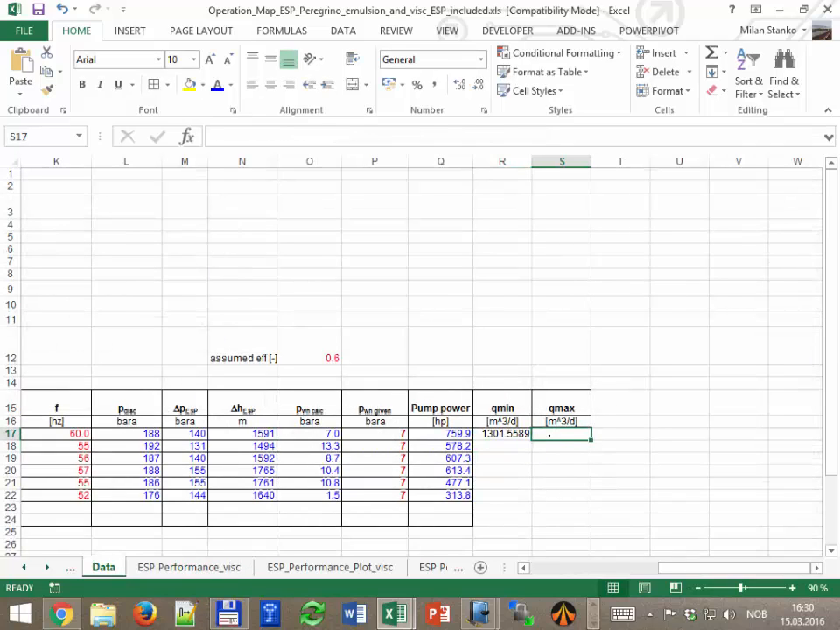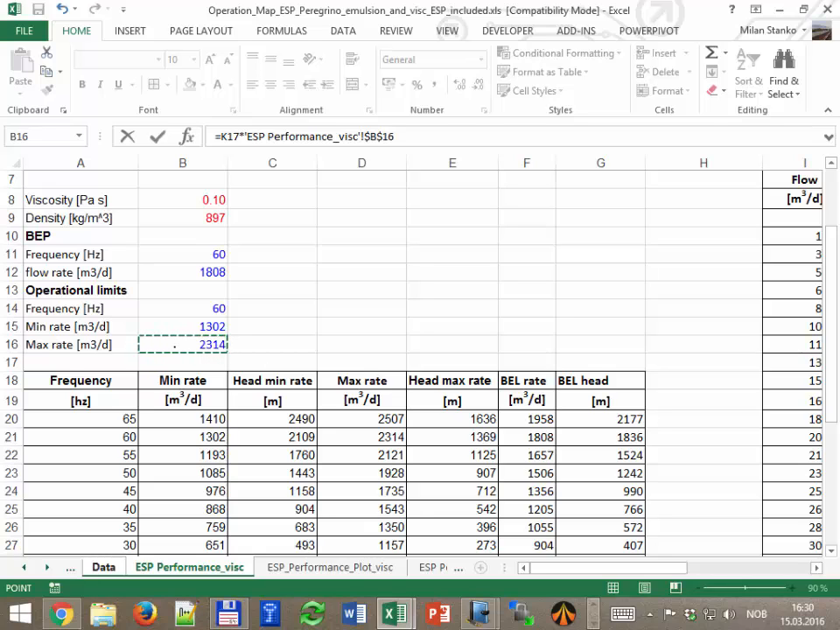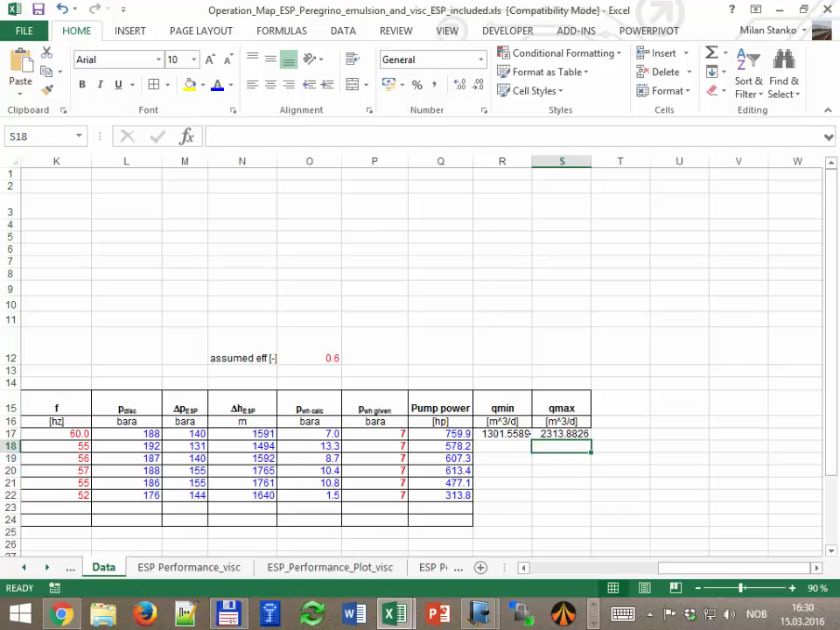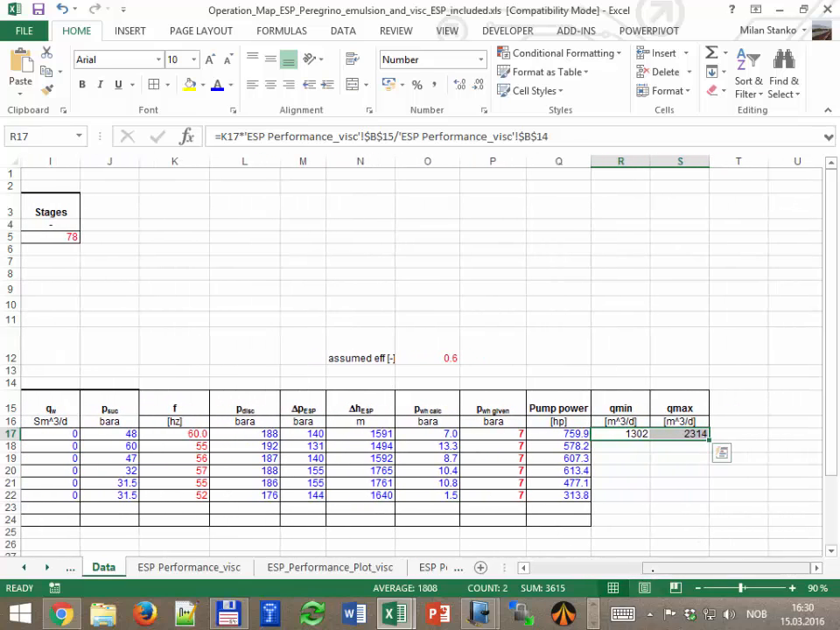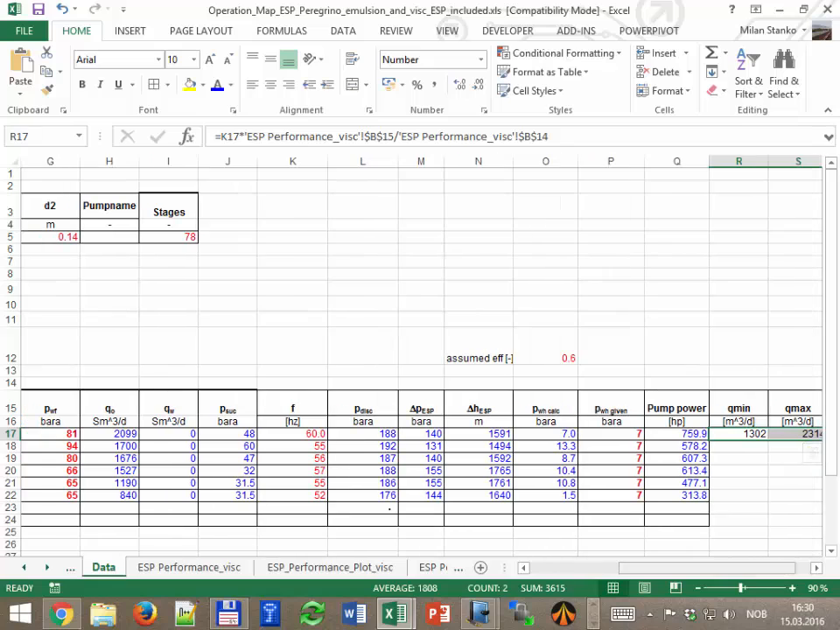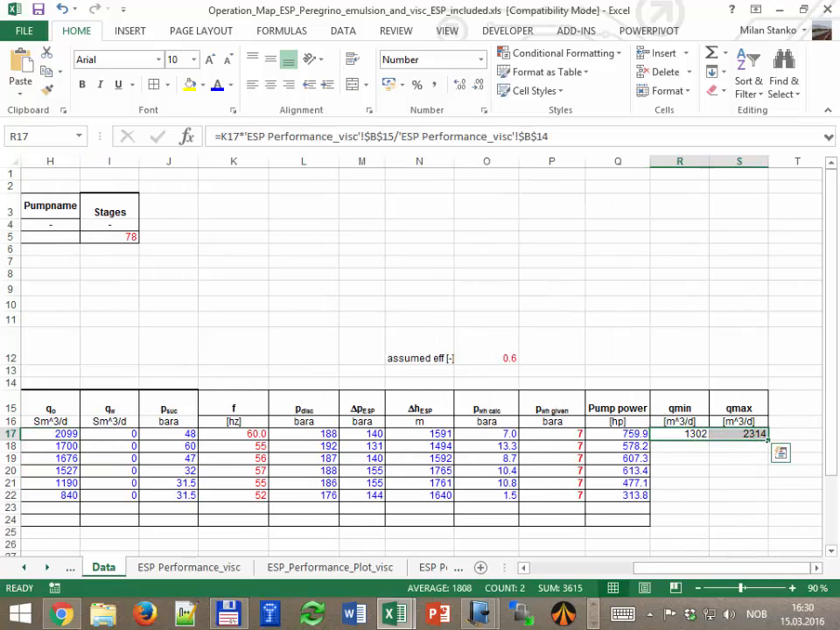Okay, 1301, and then the maximum will be the frequency that I have times the maximum rate divided by the reference frequency. Okay, now I have my two rates, and now I can add that like a constraint in my solver. But if you see the value that I got, 1700, well, actually 2000 here, even this point is between these two, so there is no issue. I have to drag this for all other frequencies.